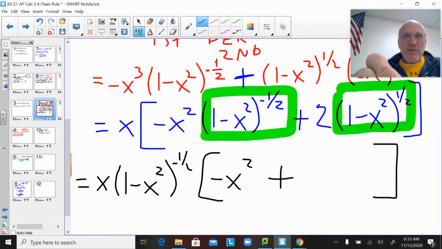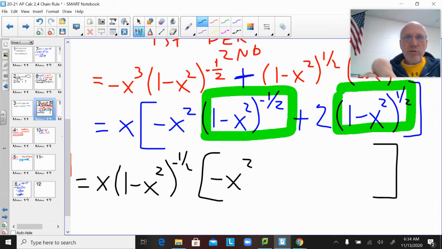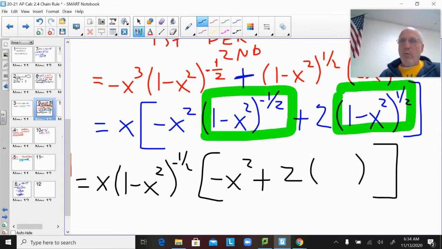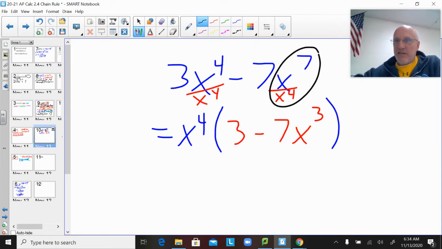Now, let me move this over a little bit. To the right of the plus sign, I still have a 2. But now what? There was a (1 minus x squared) to the 1/2. I factored out a (1 minus x squared) to the negative 1/2. I have to subtract those exponents. Remember over here, I subtracted x to the 7th, my original exponent, minus the exponent that I factored out. 7 minus 4 is 3. That's why that says x to the 3rd. That's easy GCFing.